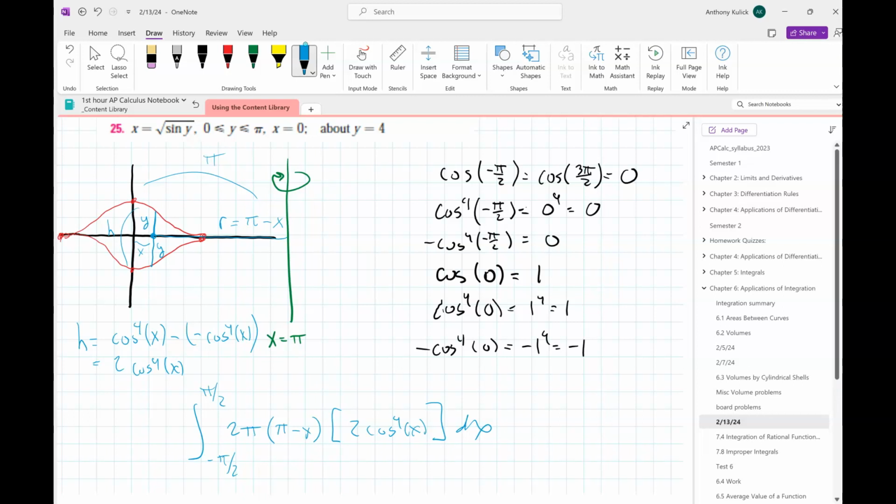Jacob? Radius squared. No, because it's a shell. It's 2 pi r h. It's not a washer, which is r outer squared minus r inner squared.